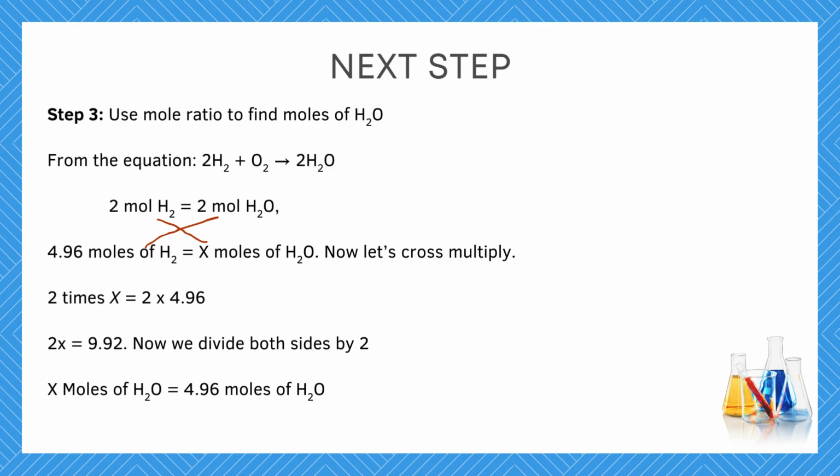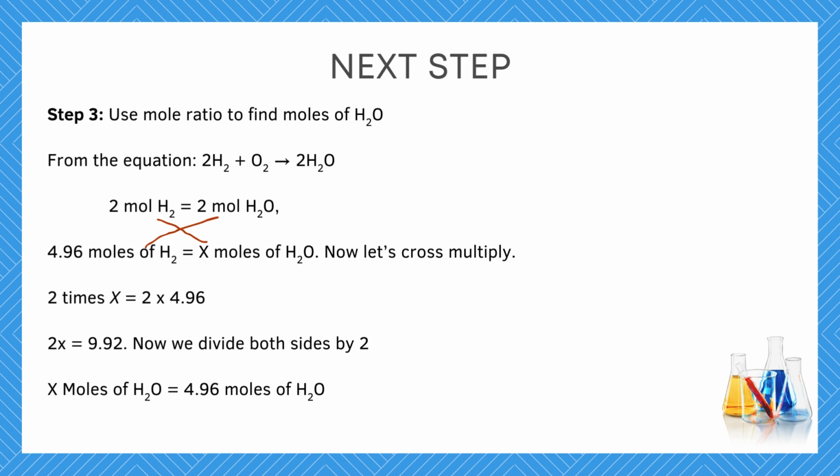So from the equation, you can see 2 moles of hydrogen were required to produce 2 moles of H2O. Now we have found the number of moles of hydrogen from that previous calculation to be 4.96. So therefore 4.96 moles of hydrogen will produce, we don't know how many moles of water. So we just simply say X moles of H2O, which is water. Now this gives us an avenue that we can cross multiply.